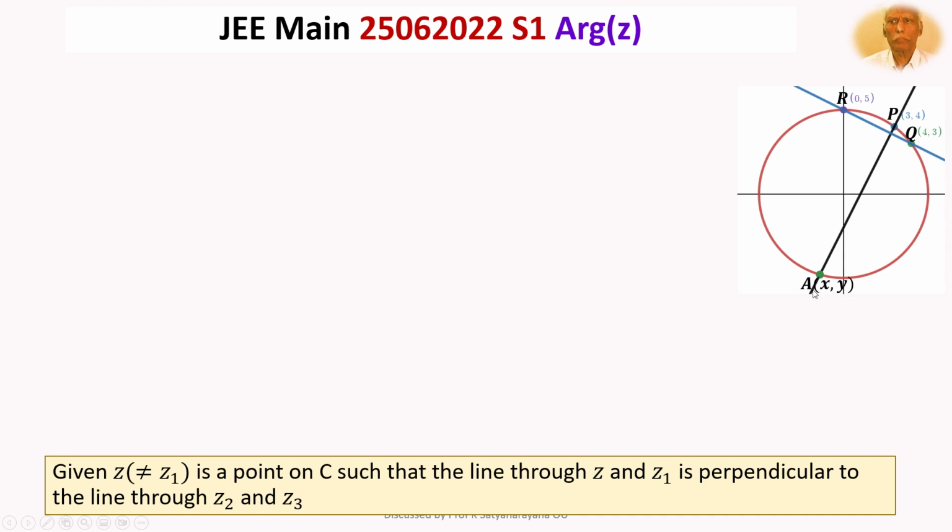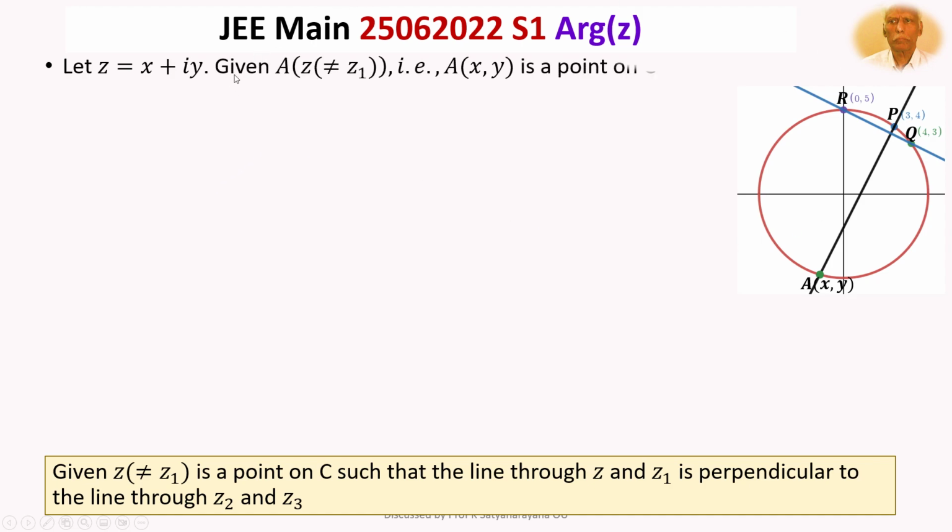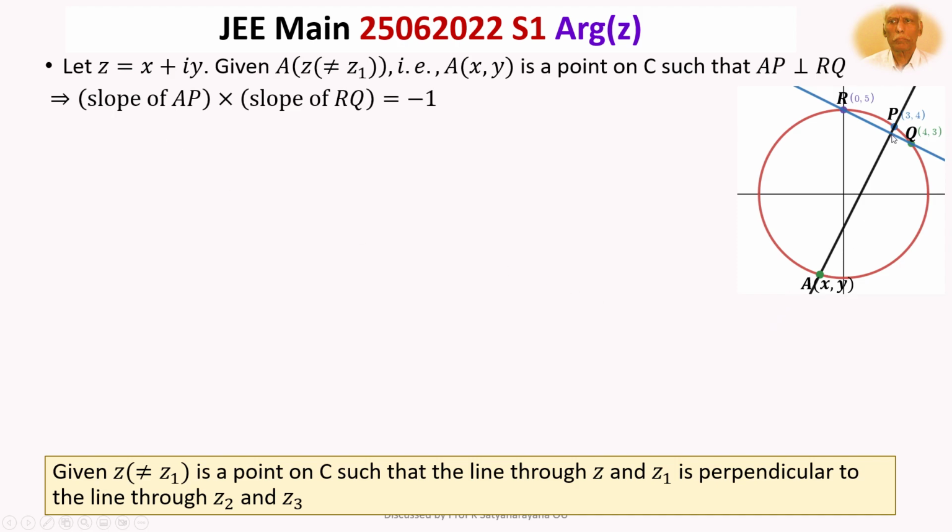So, let us say Z is x plus iy. Let Z be equal to x plus iy, given Z not equal to Z1. So that is A (x, y) in the Cartesian form, a point on C such that AP is perpendicular to RQ. This implies the slope of AP multiplied by the slope of RQ is equal to minus 1.